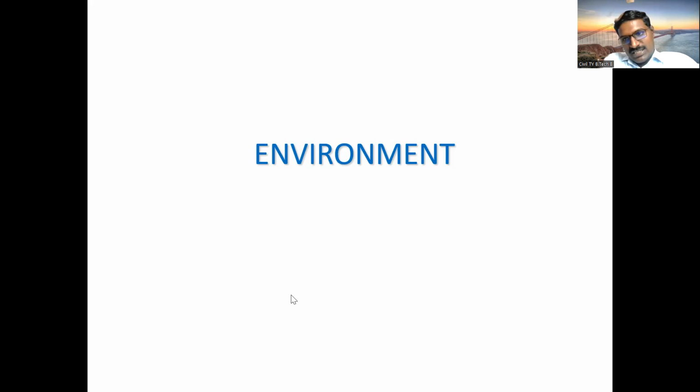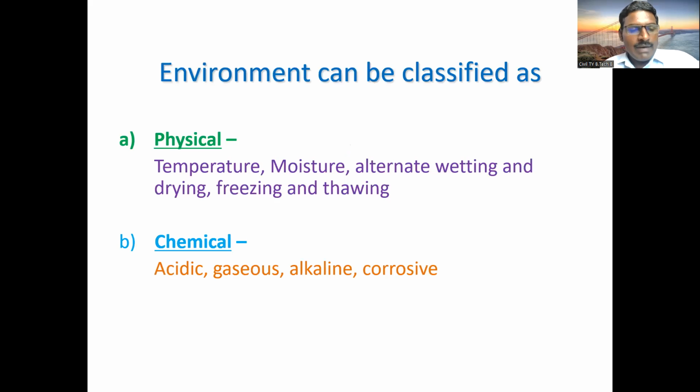Then the environmental conditions which affect the concrete. The environment can be classified into two groups, as we have discussed, physical and chemical. The physical classification includes the outside temperature of the nearby building area where we are concreting, then the moisture presence, then alternate wetting and drying, and freezing and thawing also.